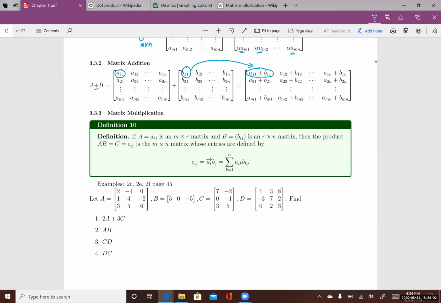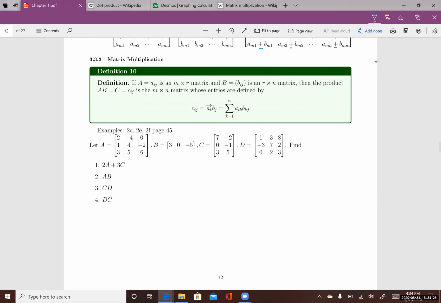In other words, you just need to add or subtract. If you have a subtraction, then you subtract here. You add or subtract all corresponding entries of the two matrices, right? When you add or subtract the two entries from A and B, those two entries have to come from the same row and the same column.